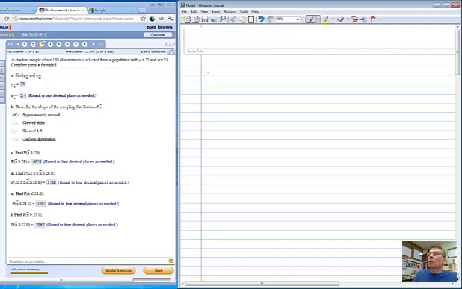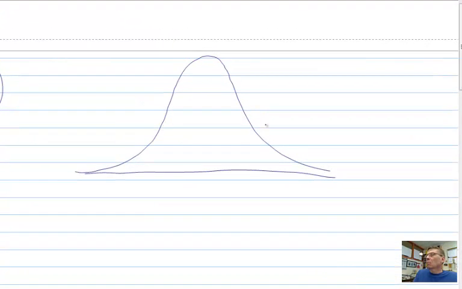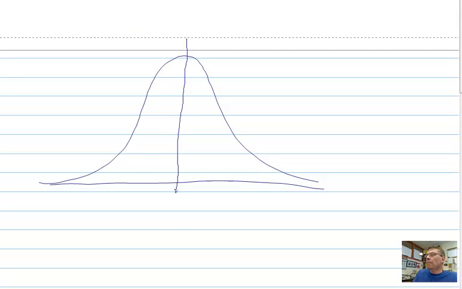So let's go to D. So again, the first step is to draw a picture. We like pictures in this class, right? And the middle value is 29. Okay. And we want to know what's probability that, and this is again our X bar picture, right? This is a sampling distribution for X bar.